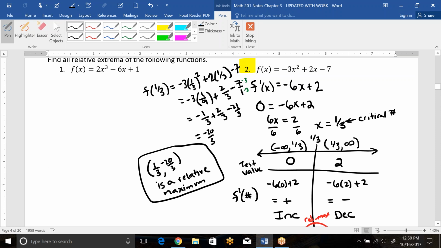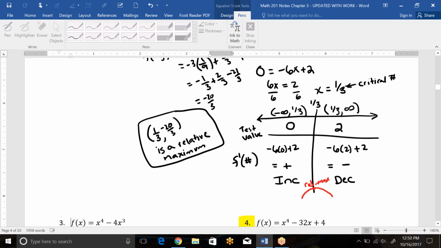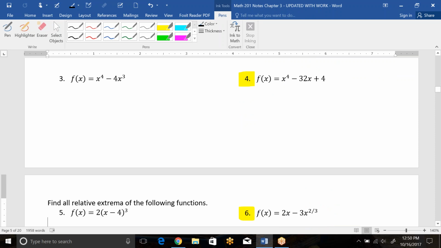Okay, let's look at number 4. Number 4 is another polynomial, so we need to take the derivative of it.